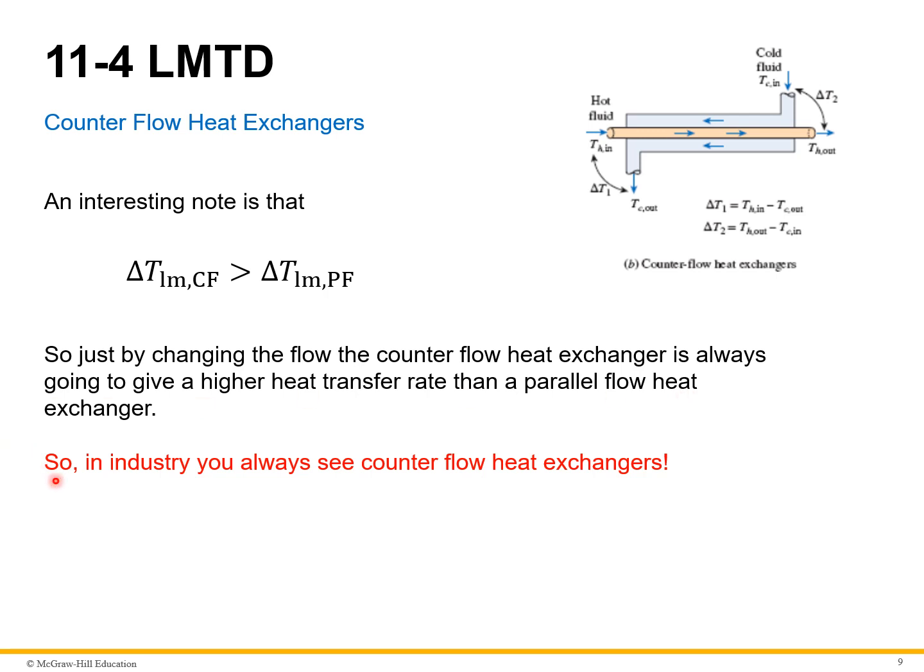So in the real world, in industry, you always see counterflow heat exchangers. The only time you'd ever possibly see a parallel flow heat exchanger is if someone hooked it in backwards. And the reason for that is this right here: the counterflow temperature difference is always greater. So there would be no need to ever use a parallel flow.